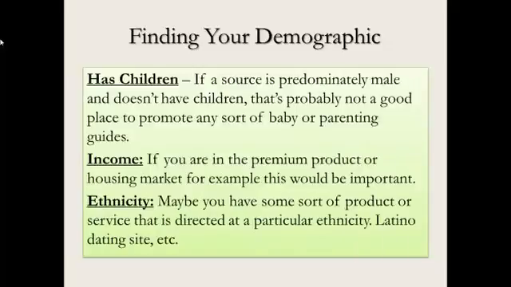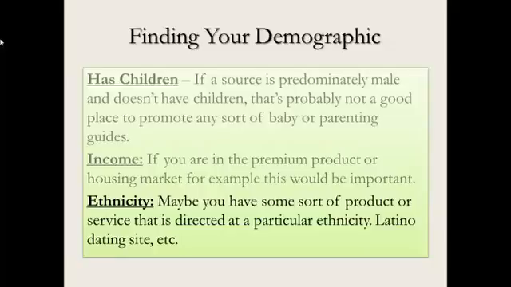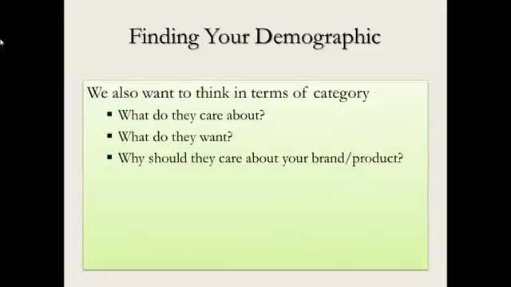Whether or not they have children. If this is a source that's predominantly male and the website visitors aren't showing that they have children, that's probably not going to be a good place to promote any sort of baby or parenting guides if that's your offer. Income. So if you're promoting a premium product or something in the housing market, for example, you want to make sure that your visitors can afford what you're offering. So income would come into play in that instance. And ethnicity. Maybe you have some sort of product or service that's directed at a particular ethnicity. So for example, here I have a Latino dating site. So those are all things that we want to think about.